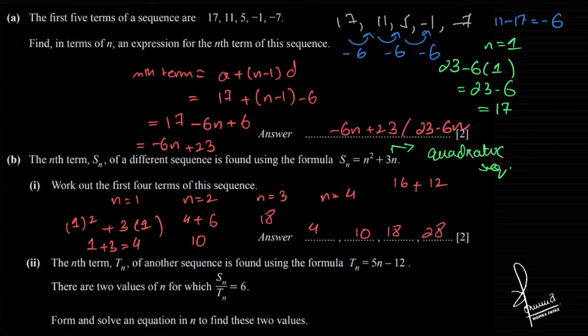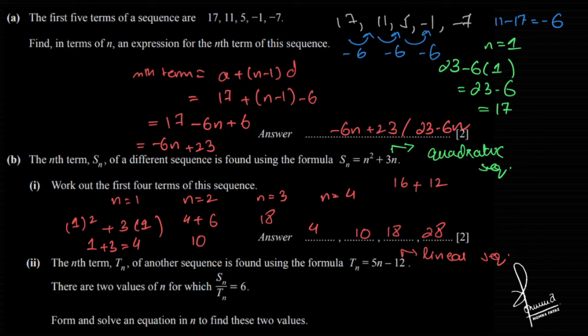The nth term of another sequence is found using the formula Tn is equals to 5n minus 12. Now n के ऊपर कोई power नहीं है. That means this is a linear sequence, or you can say it's also an arithmetic sequence. There are 2 values of n for which Sn over Tn is equal to 6.